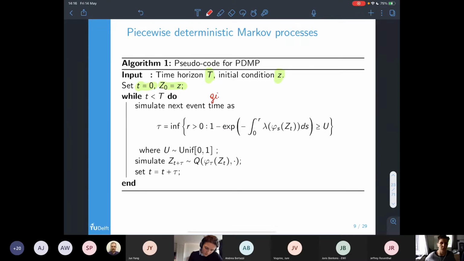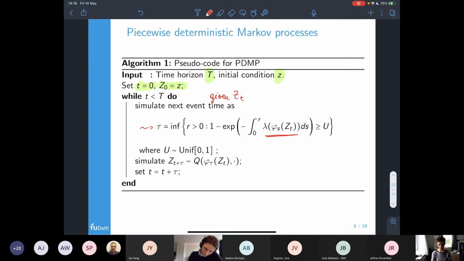Then let's say here we're given zt, so the state of the process at time t. Then what we will have to do, as we have seen in the example for the zigzag process, will be computing the next event time, which means in the general case, indeed solving this infimum that includes the integral of lambda along the flow.